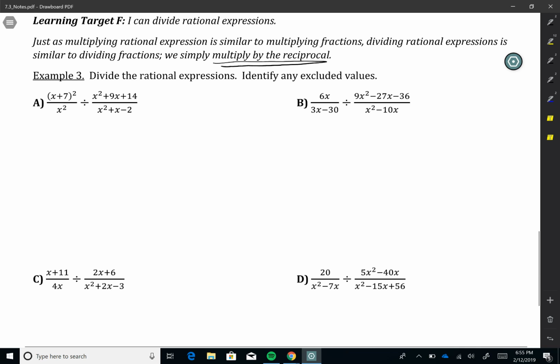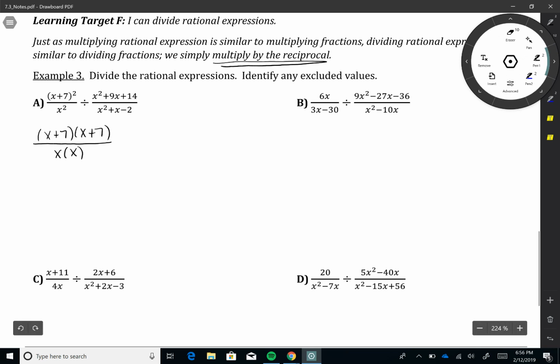So what I'm going to do is keep the first fraction as is, except because we need to factor, I'm going to write this out as (x plus 7) times (x plus 7), just in case I'll be able to cancel anything in the future. I'm also going to write x squared as x times x.